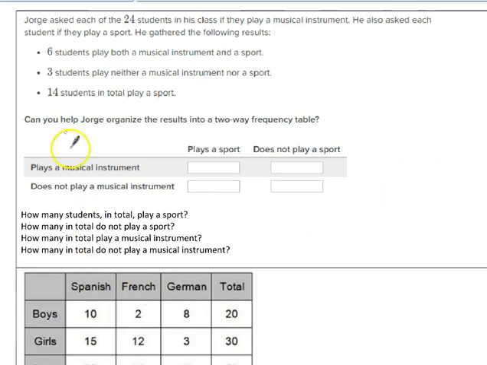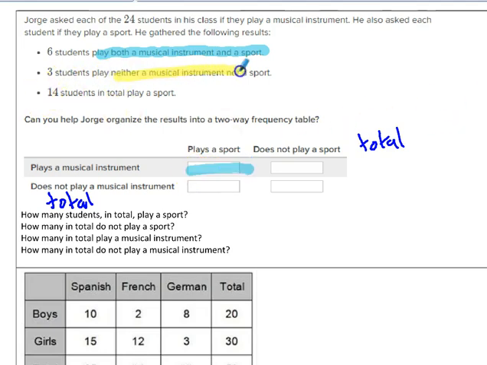Next question. A lot of people don't know how to do these, and the reason why is because they didn't do this assignment. So you need to put your totals. And then I'm going to put the information. So both a musical instrument and a sport is right here. Neither a musical instrument nor a sport is right here. And total plays a sport, total is right there. So let's see, it's 6, it's 3, and it's 14.